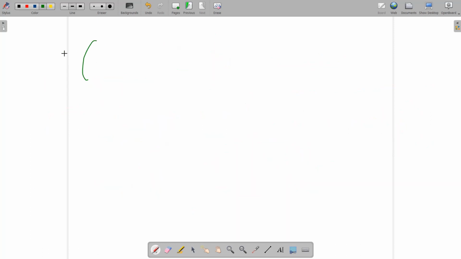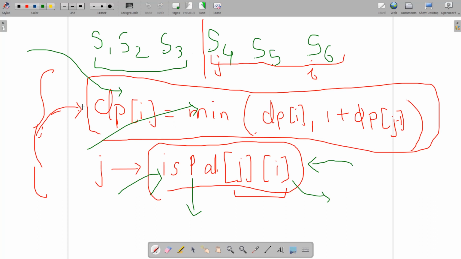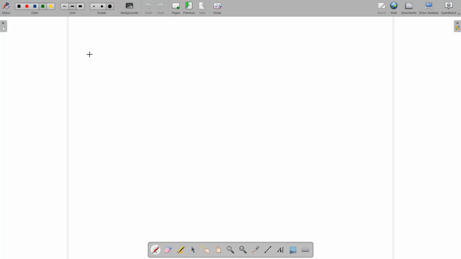Okay, so previously, what I have said is that we need to do this condition only and only when this condition is going to hold, like a palindrome: the substring starting from j up to i must be a palindrome. Then I'm going to do dp of i equal to the minimum of this and this. Okay, now how to fill up the values of is palindrome?